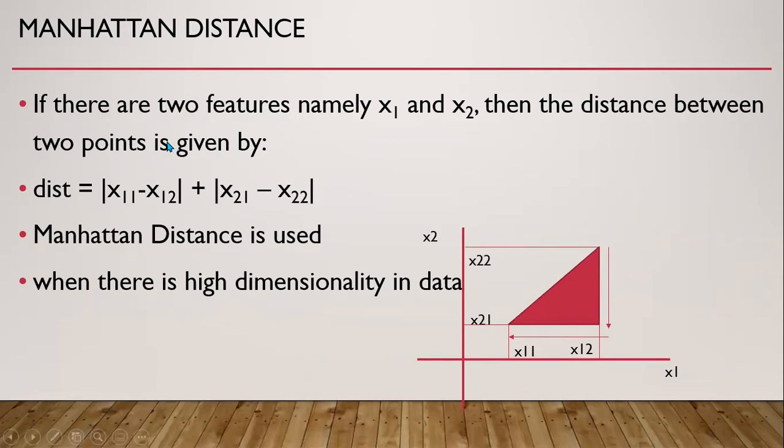What is Manhattan distance? If there are two features, namely x1 and x2 like this, then the distance between 2 points is given by the absolute value of the difference between these two plus the absolute value of the difference between these two. So it is actually the distance from this point to this point and then from this point to this point. Manhattan distance is used when there is high dimensionality in data. This is important to understand.